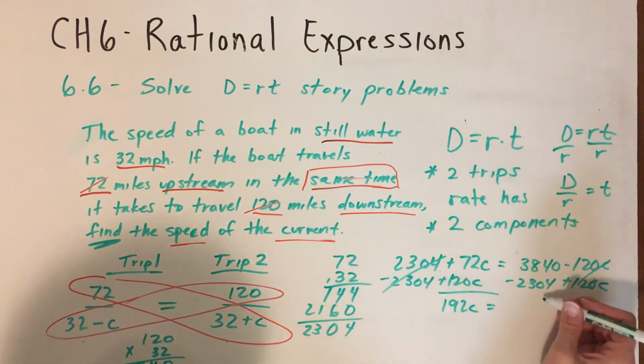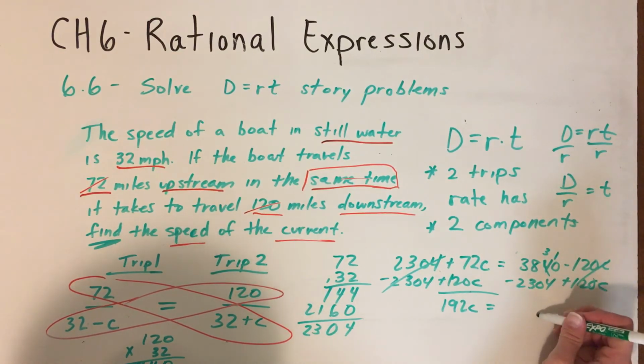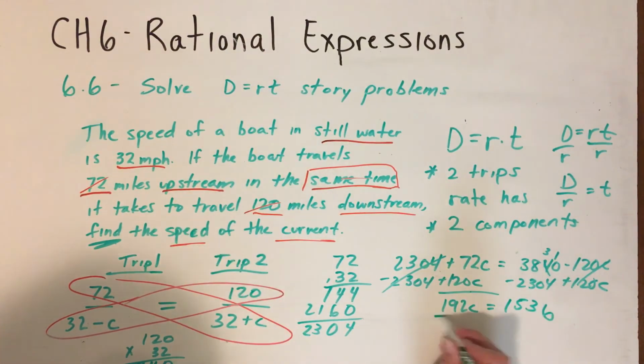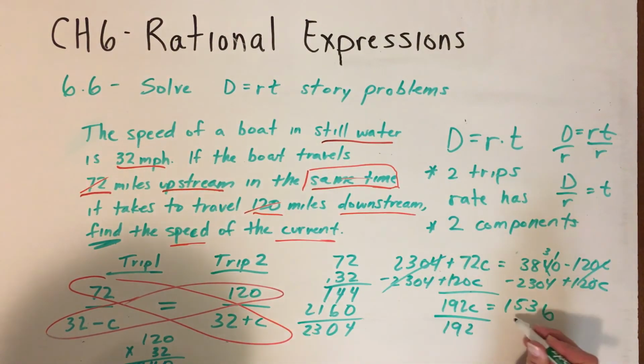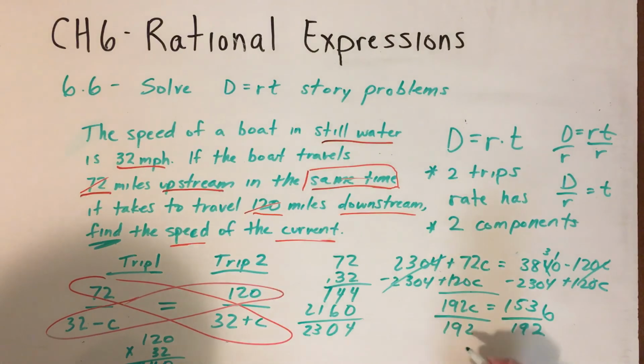Okay, so on the other side, 0 minus 4 gives me 1536. Divide by 192. If you put that in your calculator, I believe it is 8. c is equal to 8.